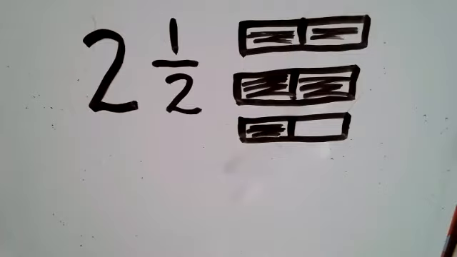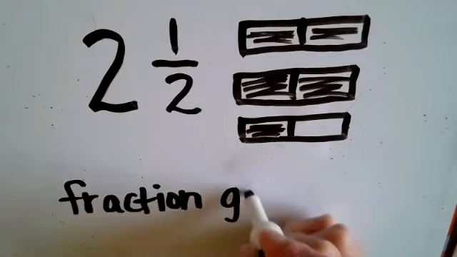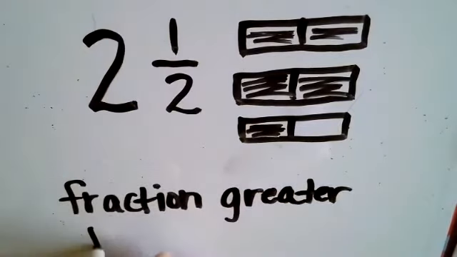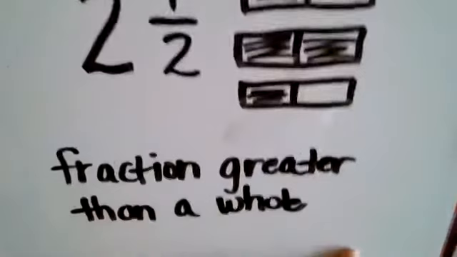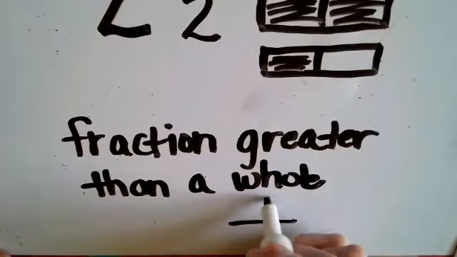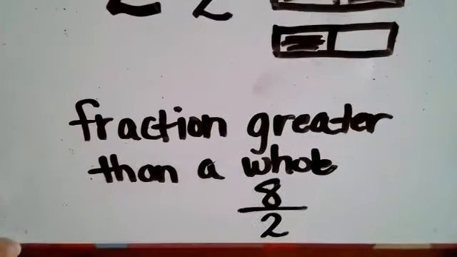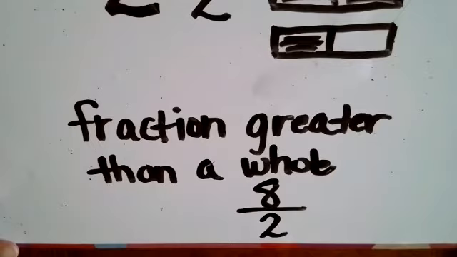We need to write this mixed number as a fraction greater than a whole. That should right away say to your brain, ding, ding, ding, a fraction greater than a whole has a numerator, a top number, larger than a denominator. The top of the fraction needs to be larger than the denominator. Here's an example, 8/2. That means that I had 8 1/2 pieces out of something. I want to show you why that's greater than a whole.